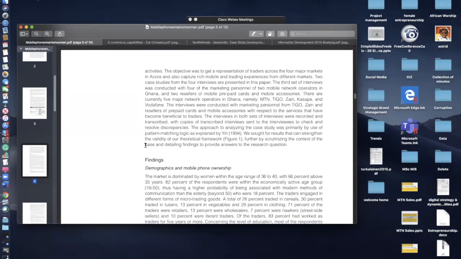Okay. The interviews in both sets of interviews were recorded and transcribed, and copies of the transcribed interviews were sent to the interviewees to check and resolve discrepancies. The approach to analyzing the case study was primarily by use of pattern matching logic, as explained by Yin, 1994. We sought results that can strengthen the validity of our theoretical framework, thereby scrutinizing the context of the case and detailing findings to provide answers to the research question.